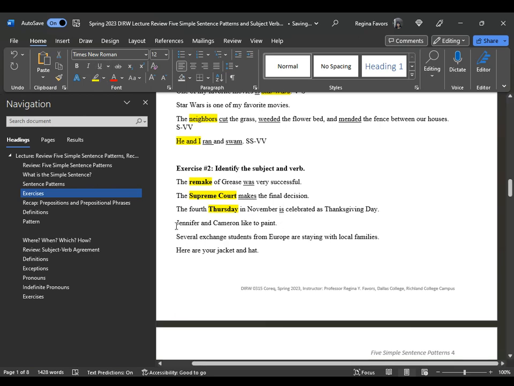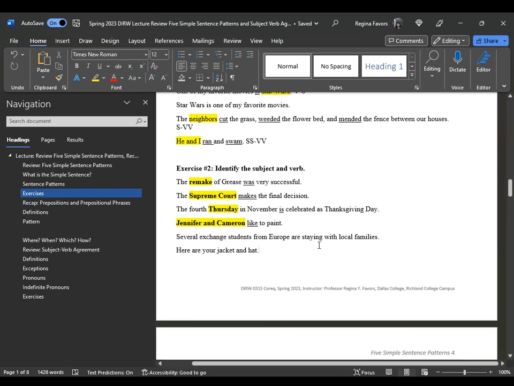And then Jennifer and Cameron, which are compound subject, okay? That's your compound subject. And then like to paint. So that means if it's a plural subject, it's a compound subject, plural subject, then like would be plural for this exercise. And then several exchange students from Europe are staying with families.